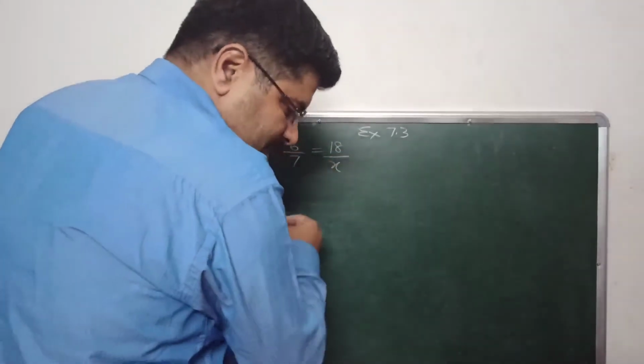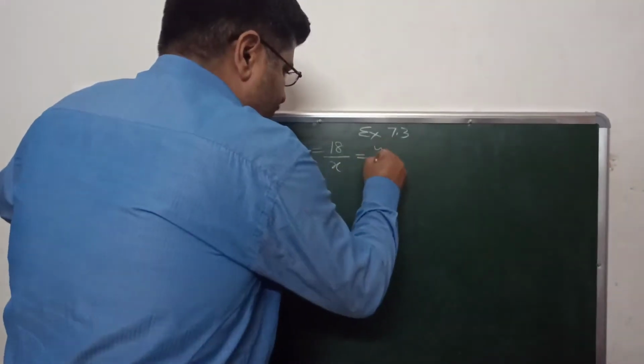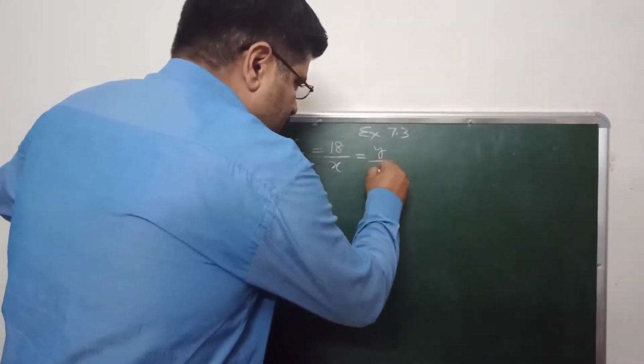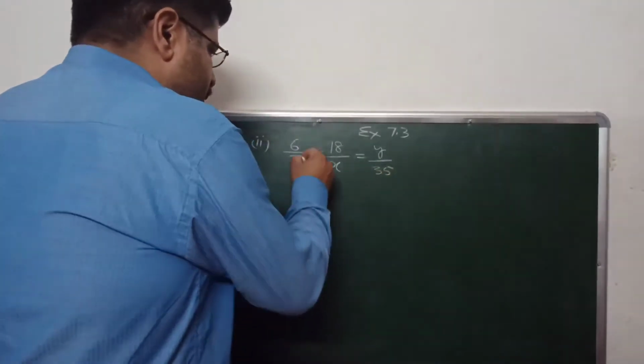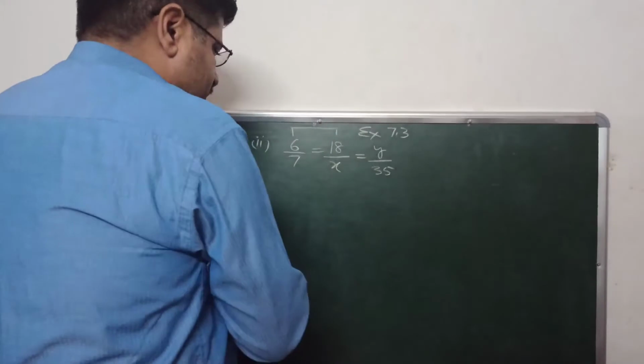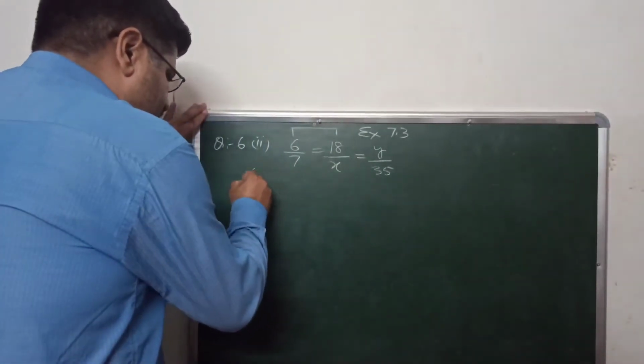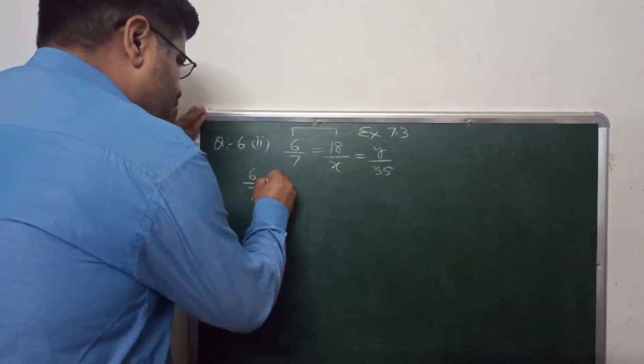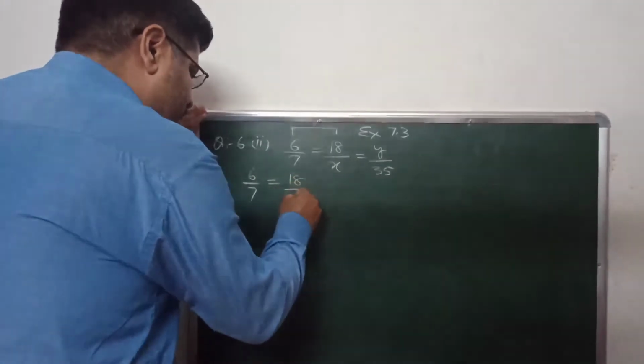Let us assume it x. And then this we have to find. Let us assume it y upon 35. Now what we will do? First of all, we will take first and second. So 6 upon 7 is equal to 18 upon x.